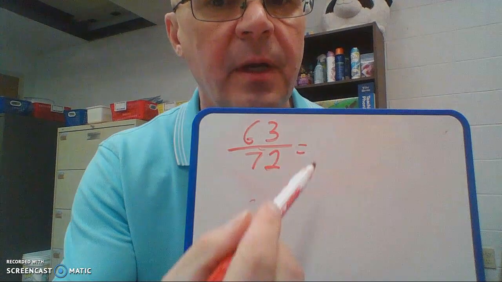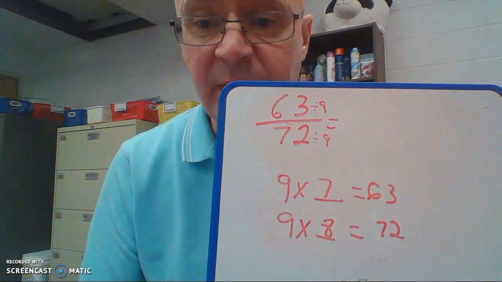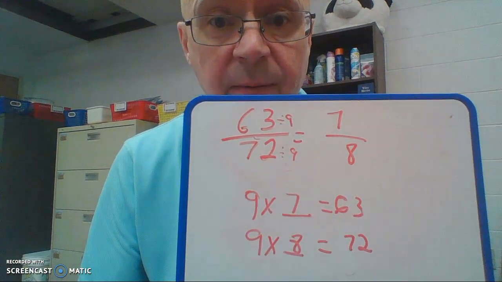Now, you may have seen this. Our answer is 7/8. Keep that in mind. You may have seen, wait a minute, 63 is divisible by 9, isn't it? And 72 is also divisible by 9. So 9 times what equals 63? Well, 9 times 7 is 63. And 9 times what is 72? 9 times 8 is 72. So my answer would be 7/8. You get the same answer. So the more you know your multiplication facts, the easier this is going to be.